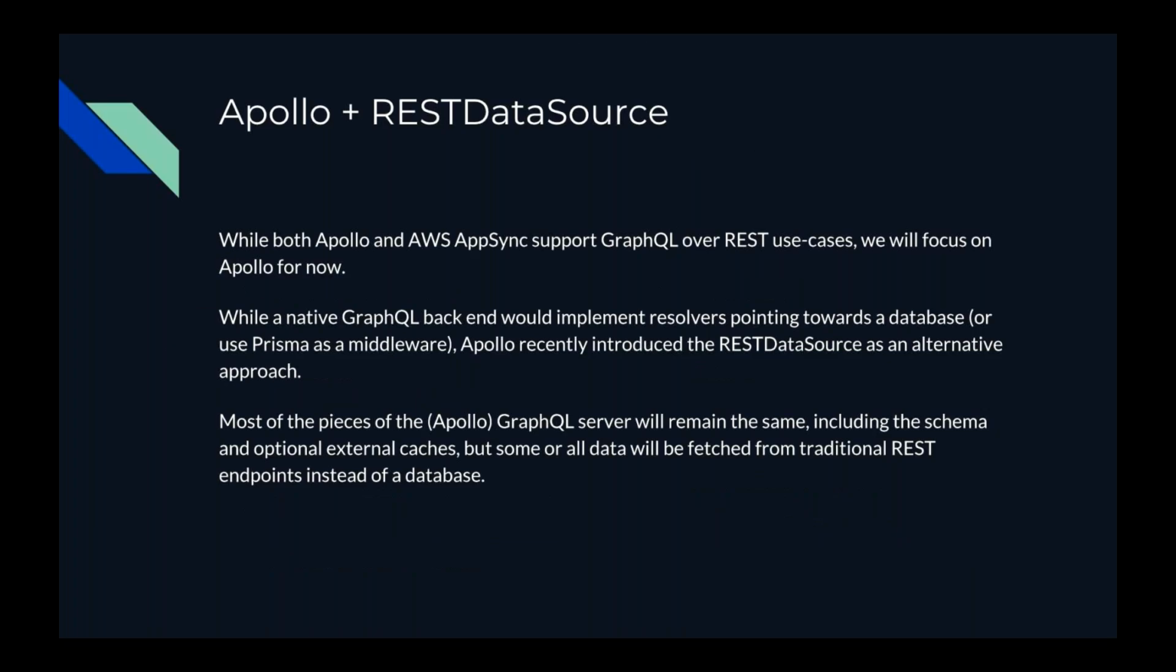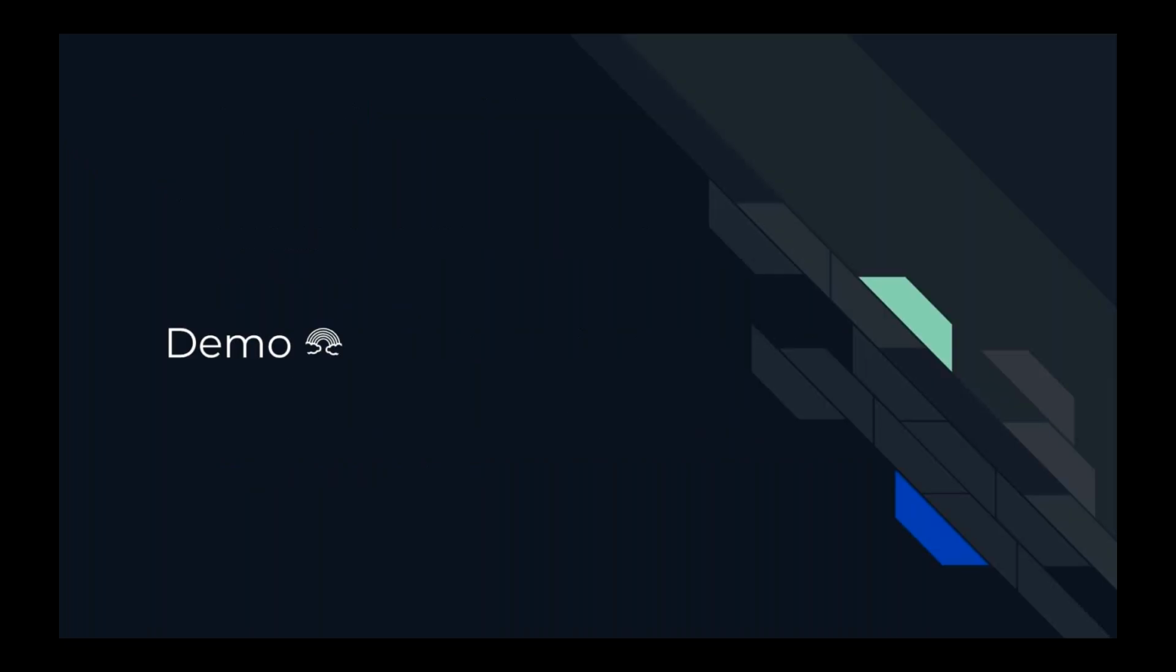Like I said, this is something that has been possible recently. It's possible with both Apollo and AWS AppSync, and it basically means that you don't connect to a database, you don't use something like Prisma, but you just point your GraphQL API towards an existing REST backend. And so, without further ado, let's just look at some stuff.